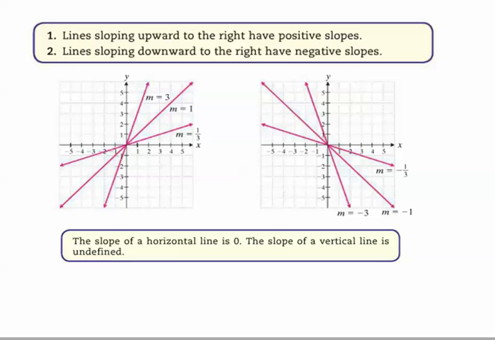That's undefined. So for slope from left to right, if you go up as you move from left to right, that's a positive slope. If you go down as you move from left to right, that's a negative slope. If you stay the same as you move from left to right, that's a 0 slope. And if you have a vertical line where you're not moving from left to right, there is no horizontal change, then we say that the slope is undefined.